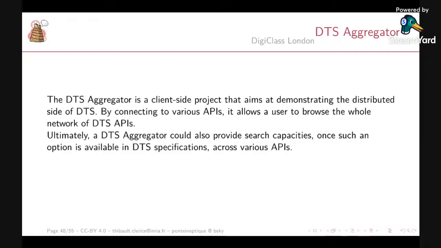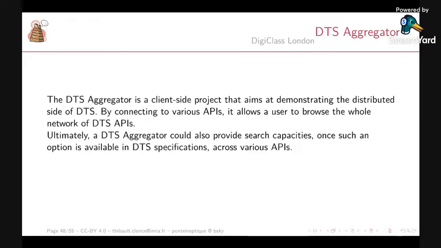So what is DTS aggregator? It was built by Matteo Romanello, and it's basically a client-side project that aims at demonstrating the distributed side of DTS. You register DTS APIs in some kind of meta collection, and it presents to you a normal DTS API, and you will be able to browse to any kind of other API around the world. And so this gives you the ability to find text from classical studies to what the École Nationale des Chartes is doing in France, or to epigraphy or DraCor, basically.